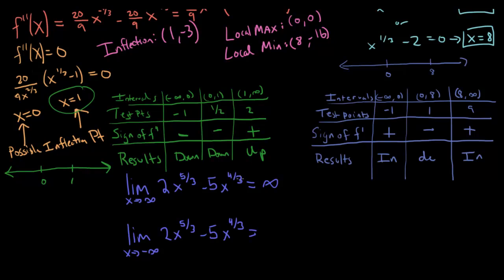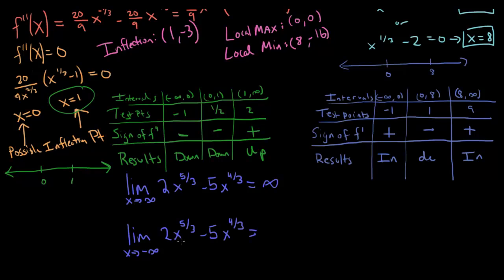Think about 10 to the 5th and 10 to the 4th. 10 to the 5th is 100,000. 10 to the 4th is 10,000. 100,000 is a lot bigger than 10,000. So this factor is growing a lot faster than that factor, so it's going off towards positive infinity. Now what about if x is getting really, really big in the negative direction?